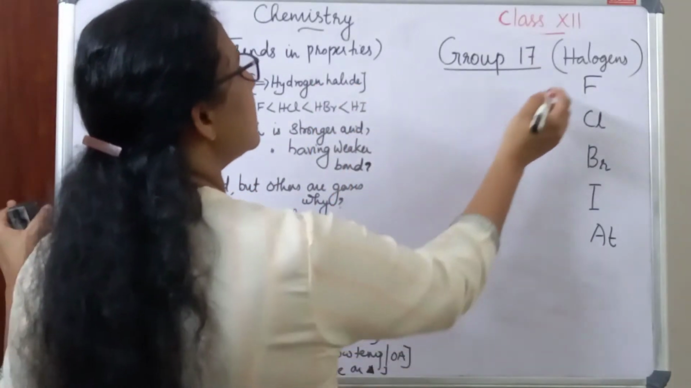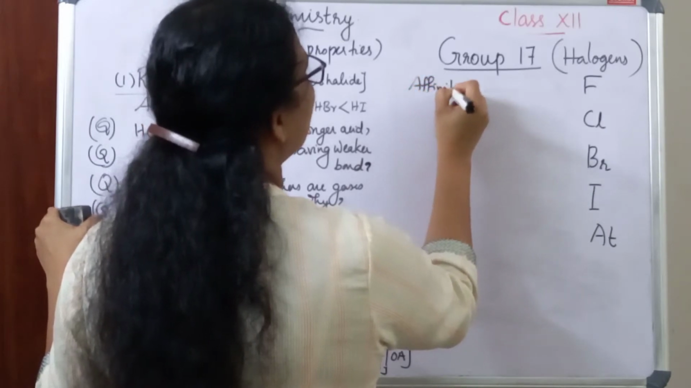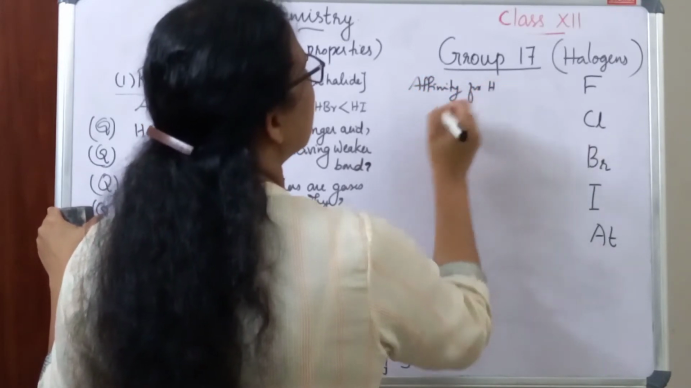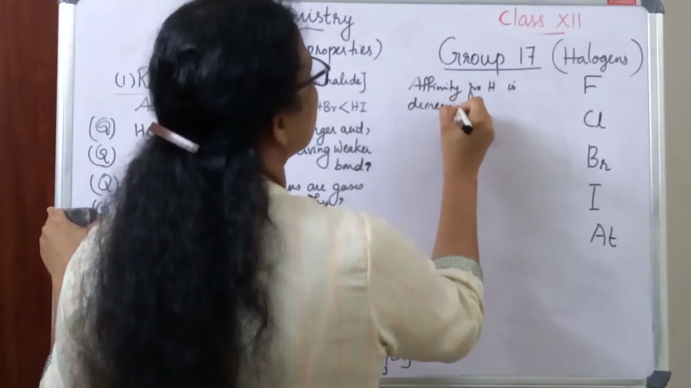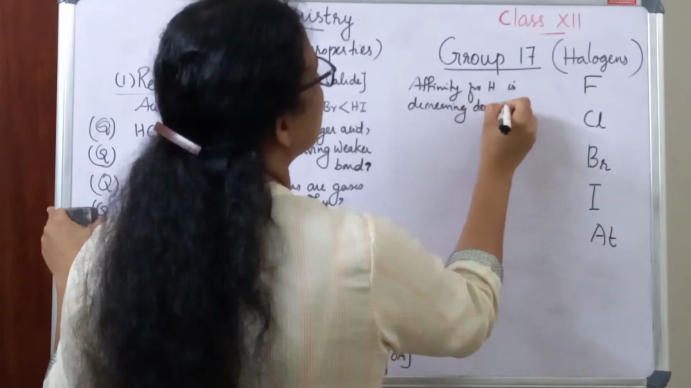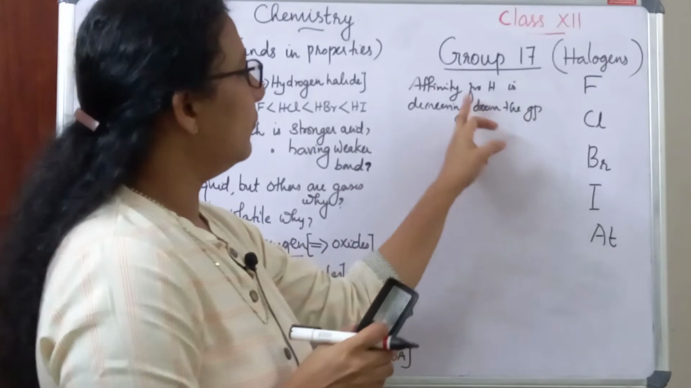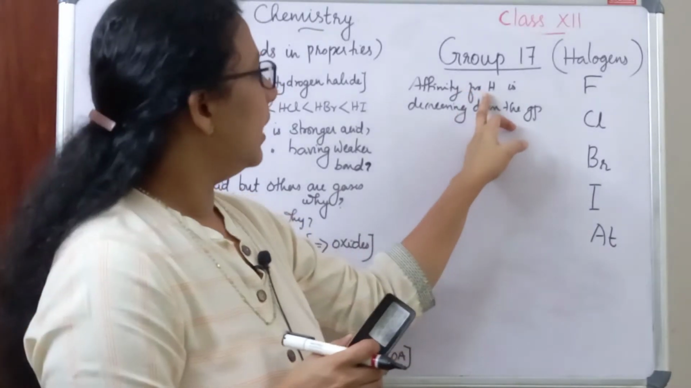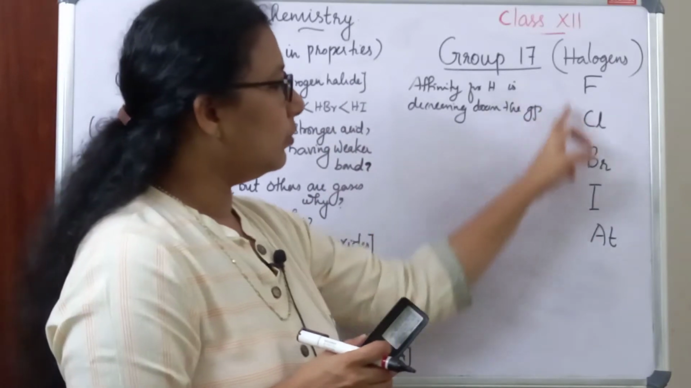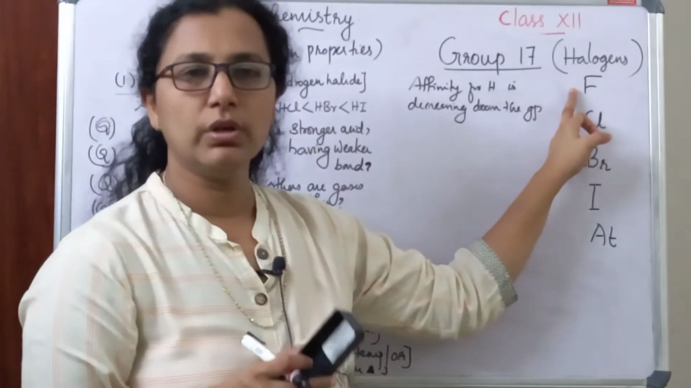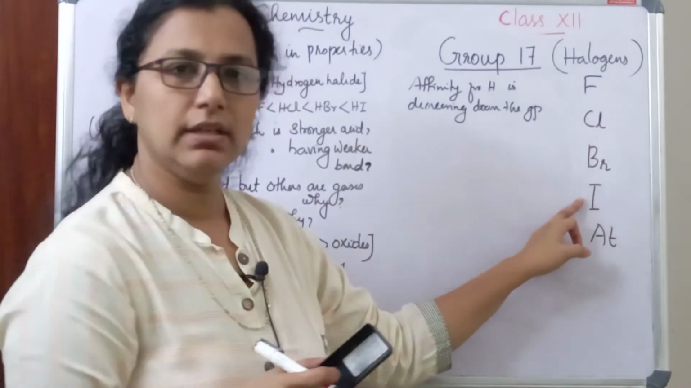So this affinity for hydrogen is decreasing down the group. These halogens have affinity for hydrogen and form hydrogen halides. That affinity is decreasing down the group. That means fluorine has more affinity towards hydrogen, then comes chlorine, then bromine and then iodine.